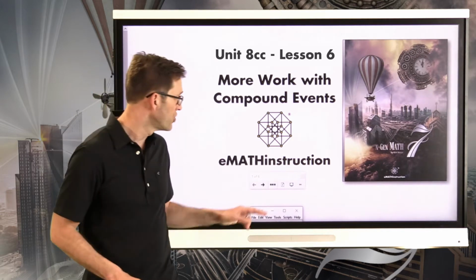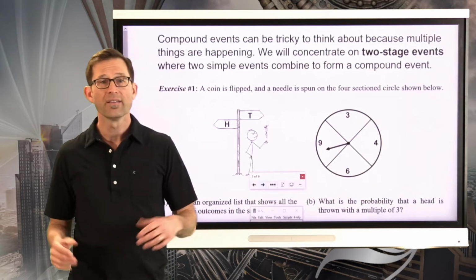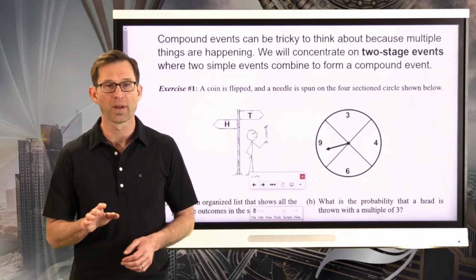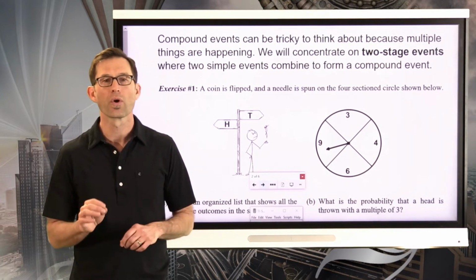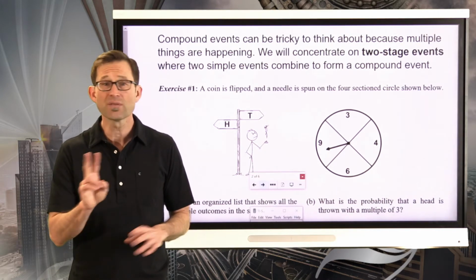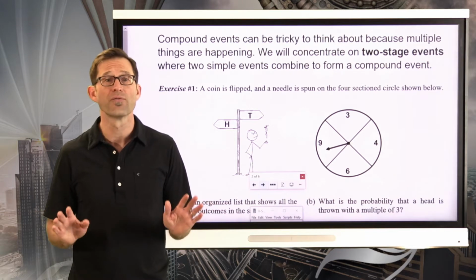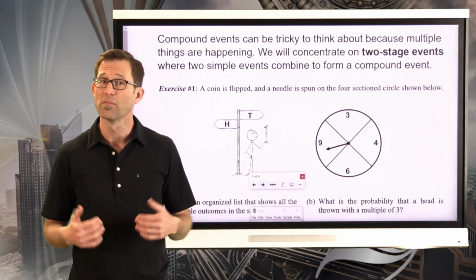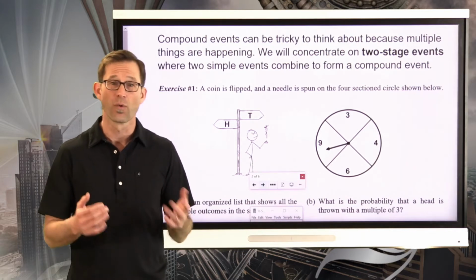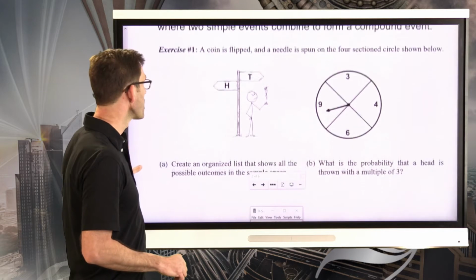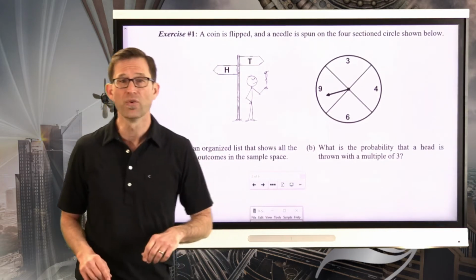So let's get right into it. Compound events can be tricky to think about because multiple things are happening. We will concentrate on what are called two-stage events, at least at the beginning, where just 2 simple events are combined to form a compound event. Then obviously if 3 things are combined, that would be a 3-stage event, 4 things, a 4-stage event, etc.